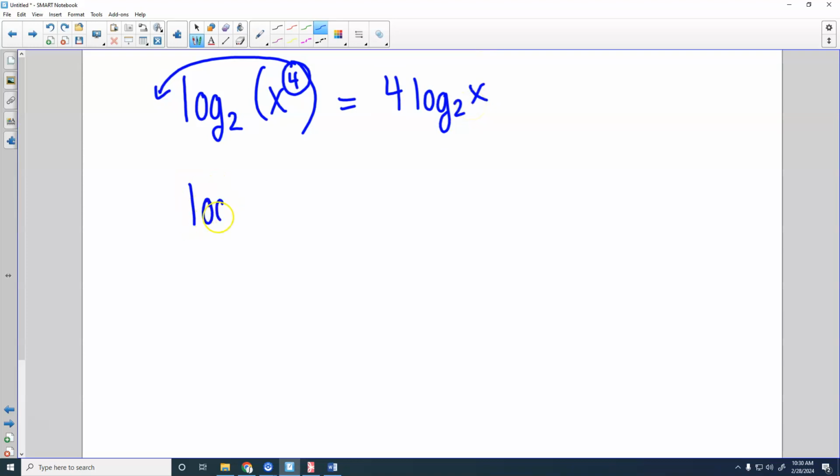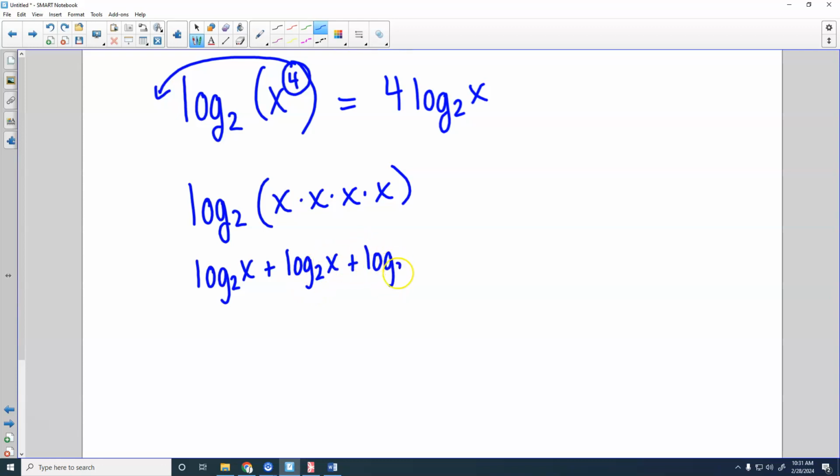But let's say that I don't know the power property. Let's say that I only know the product property. Well, x to the 4th could be written this way, right? x times x times x times x. You guys agree with that? Okay. The product property tells me that when I have things that are multiplied inside of my parentheses, I can break those into separate logs that are added together. So I could write this as log base 2 of x plus log base 2 of x plus log base 2 of x plus log base 2 of x, right? And if I've got 4 of the same things added together, that's multiplication, right? Multiplication is repeated addition, so that could be written as 4 log base 2 of x.